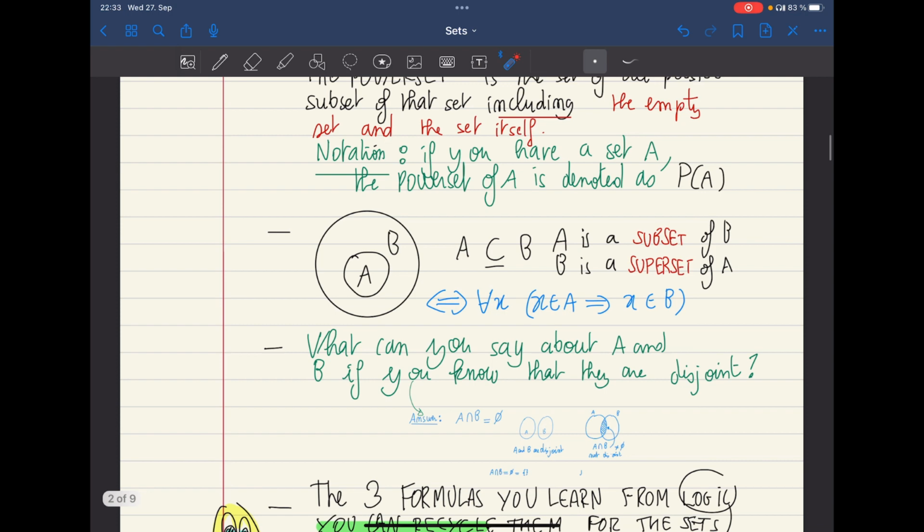What is a subset and what is a superset? Subset is called Teilmenge in German, and superset is called Obermenge in German. And A here is kind of smaller than B, so it's just to remember. A is a subset of B, and B is a superset of A. And that means that if this is an element of A, then it's also an element of B.